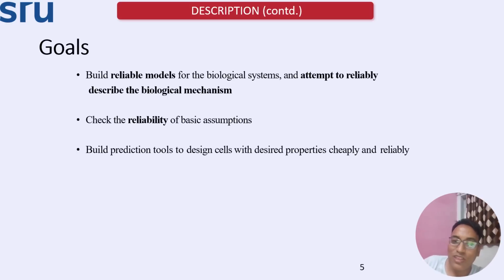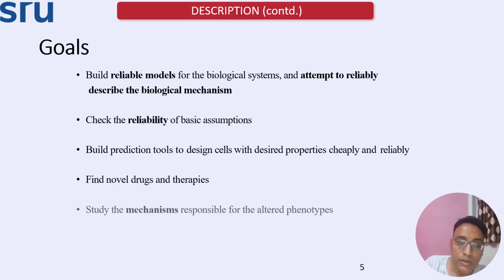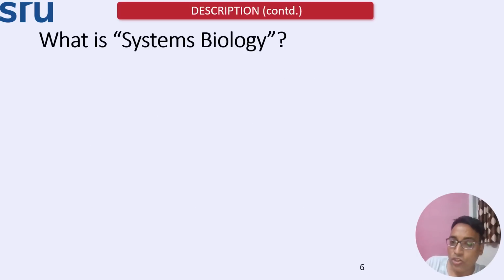So these kinds of tools are very important for us, especially when you are considering a large number of cells, a large number of metabolites involved, and the system is very complex. Then, novel drugs and therapies, especially when you are analyzing some drugs or viruses. And study the mechanisms responsible for the altered phenotypes. So these are the key goals. Now let us understand systems biology in more detail.